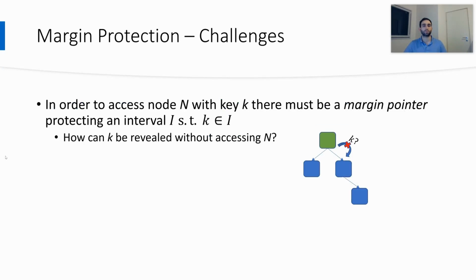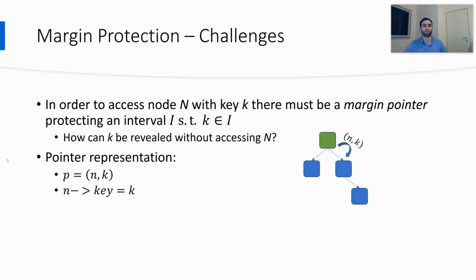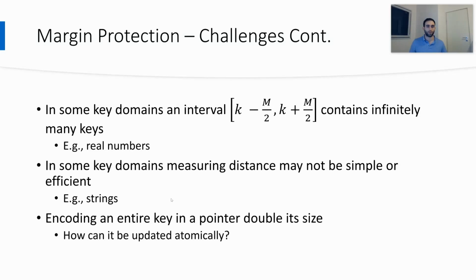How can we place protection on a key K that we don't know its value without accessing the node we are trying to protect? To overcome this, we encode the key in the pointer to the node. So our pointer representation is actually a pair: the node's address and its key. This encoding technique is not so simple, and it raises 3 problems.